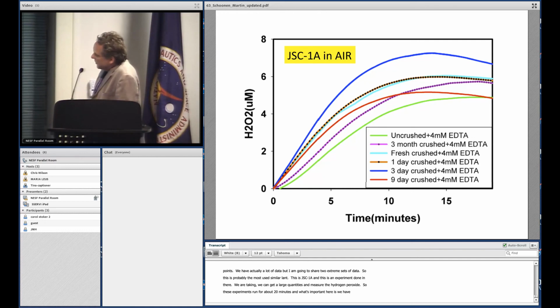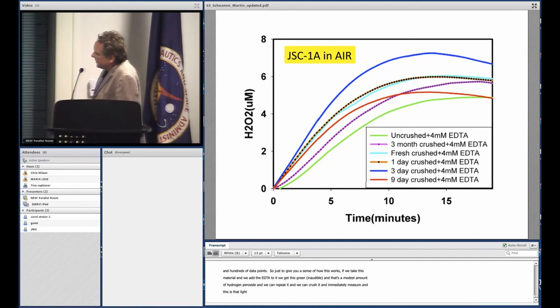So just to give you a sense of how this works, if we take this material out of the jar and we add the EDTA to it, we get this green curve here. And that's actually a modest amount of hydrogen peroxide. Then we can repeat it. We can, for example, crush it and immediately measure it. This is that light blue curve which goes up here, and it's slightly higher.